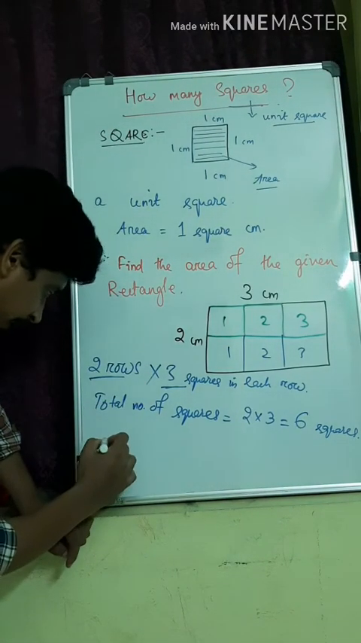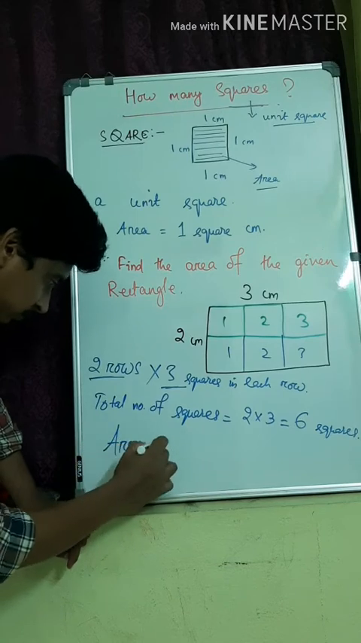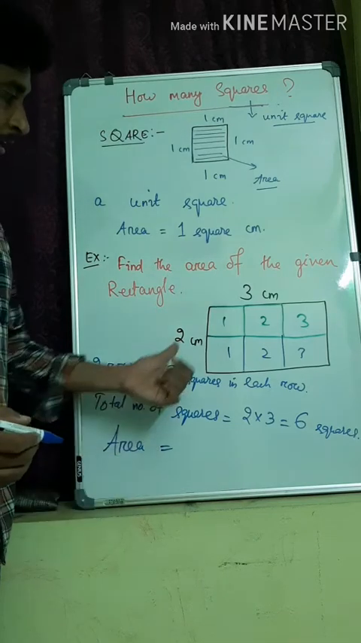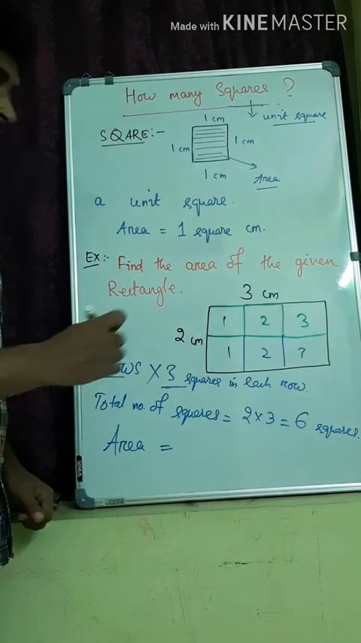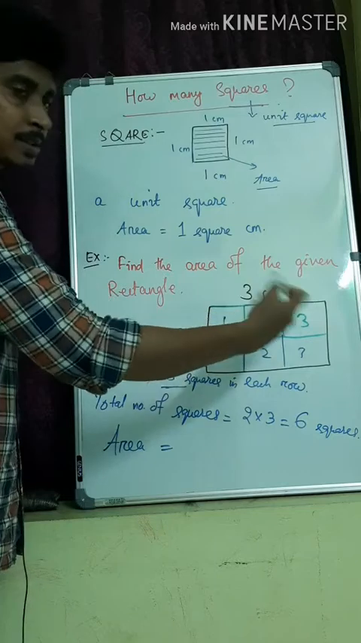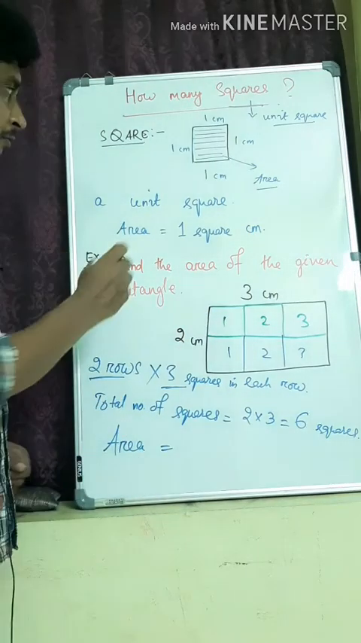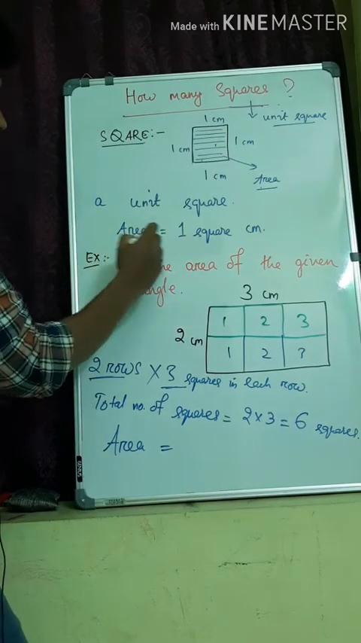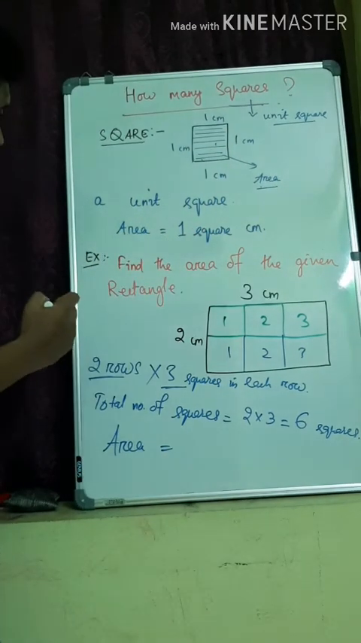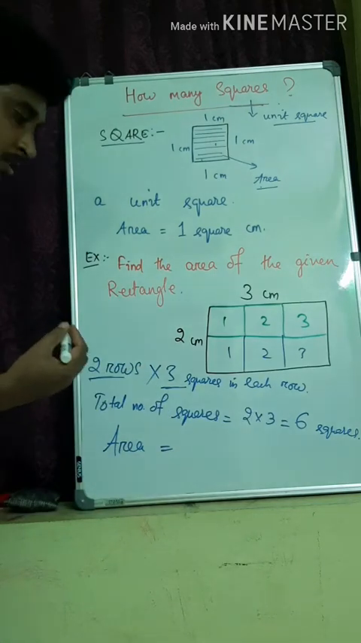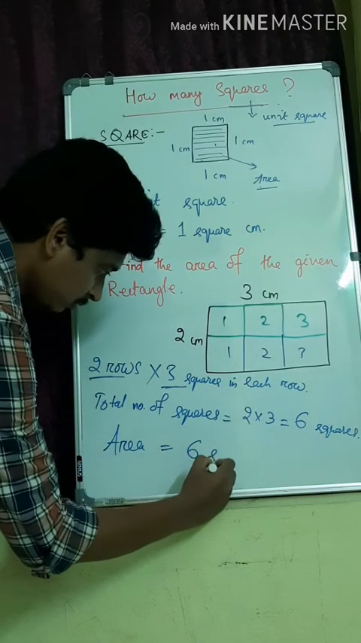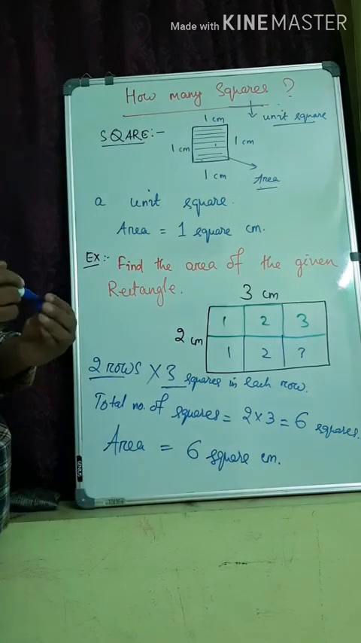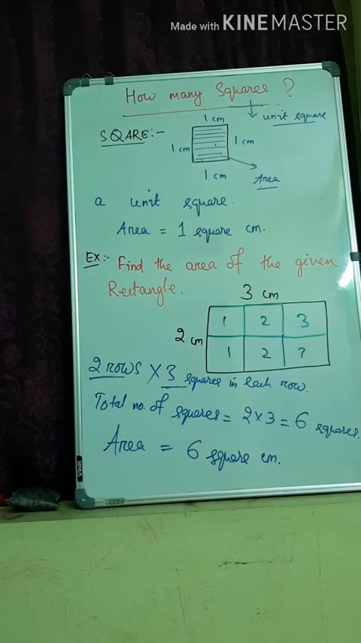So now find the area. The area of this rectangle is nothing but the area of all these 6 squares. And what is the area of 1 square? The area of 1 square is 1 square centimeter. So the area of 6 squares is 6 square centimeter. So children, I hope you understood the concept very well.